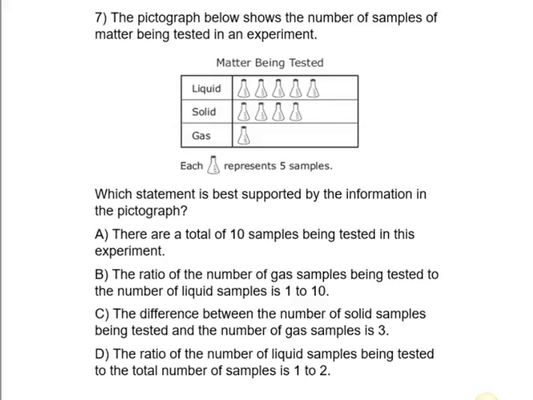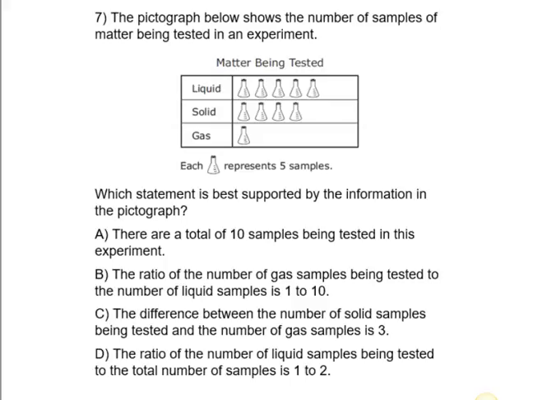D. The ratio of the number of liquid samples being tested to the total number of samples is 1 to 2. And in our pictograph, we see that there's 1 bottle for gas, 4 bottles for solid, and also 5 bottles for liquid, and each bottle icon represents 5 samples.